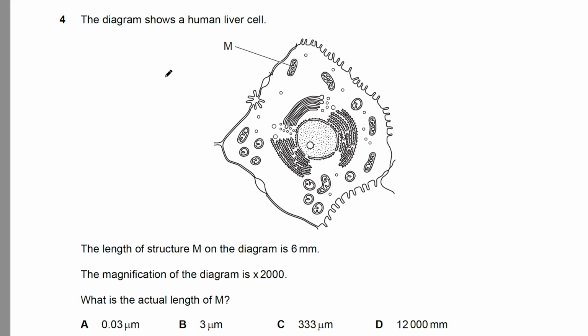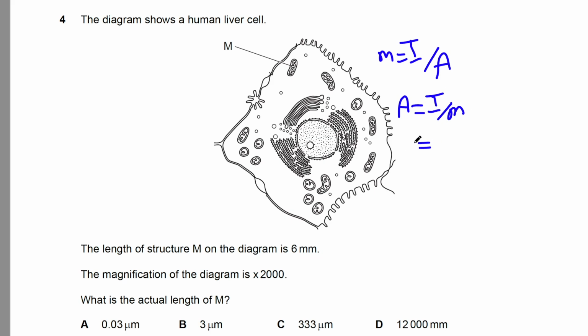Now, the diagram shows a human liver cell. The length of structure M on the diagram is 6 millimeter. The magnification of the diagram is 2000x. What is the actual length of M? I mean, this structure. So, this is a simple math. Just to remind you that the magnification equals the image divided by the actual size. And here we are looking for the actual. So, actual equals the image divided by the magnification.